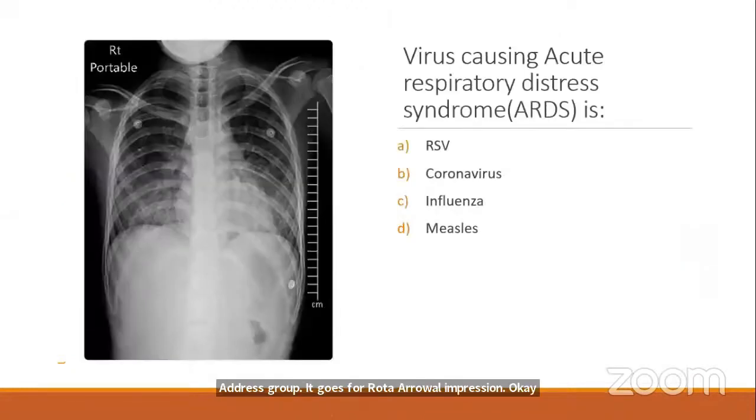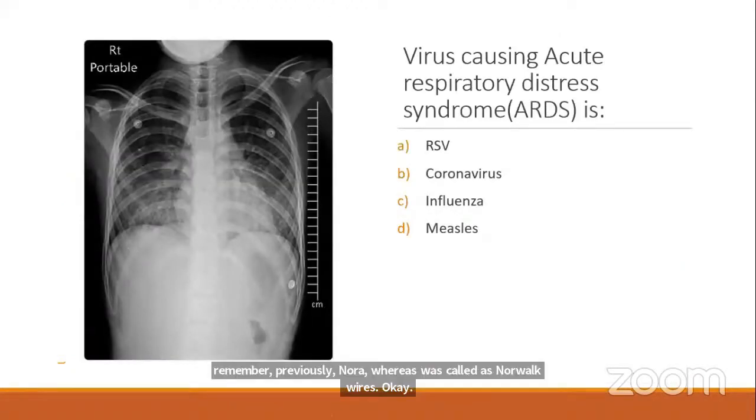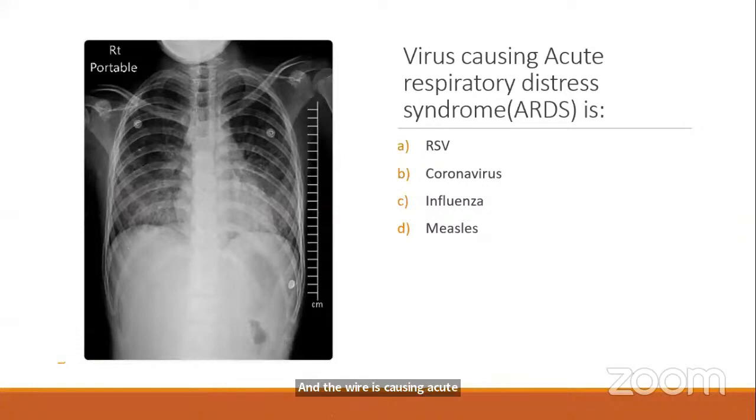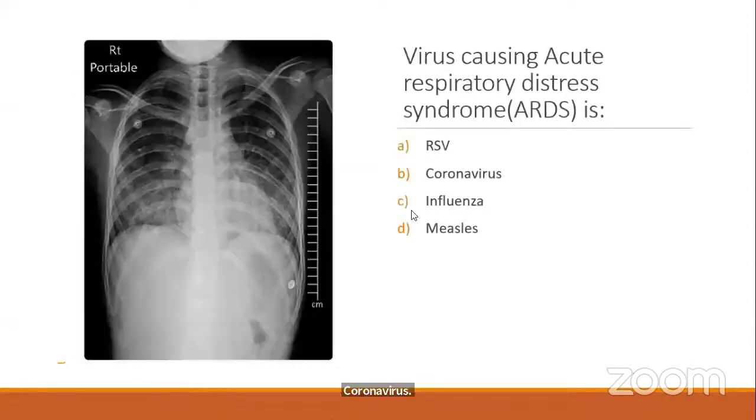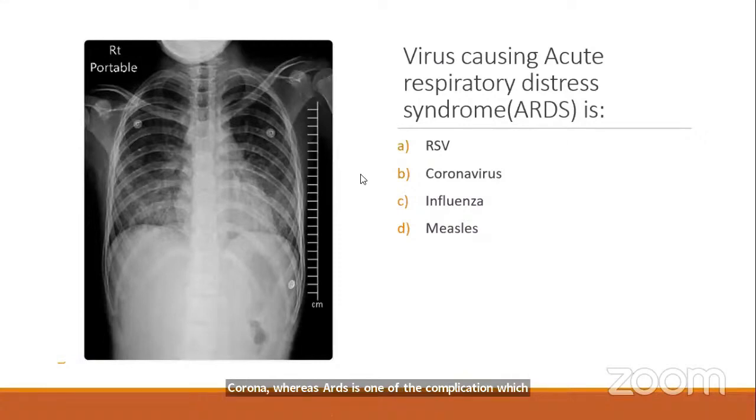Then the virus causing acute respiratory distress syndrome, I feel like this will not be asked because everyone is aware of this: coronavirus. This is not respiratory syncytial virus, it is coronavirus. ARDS is one of the complications which we had in the first and second waves of coronavirus.